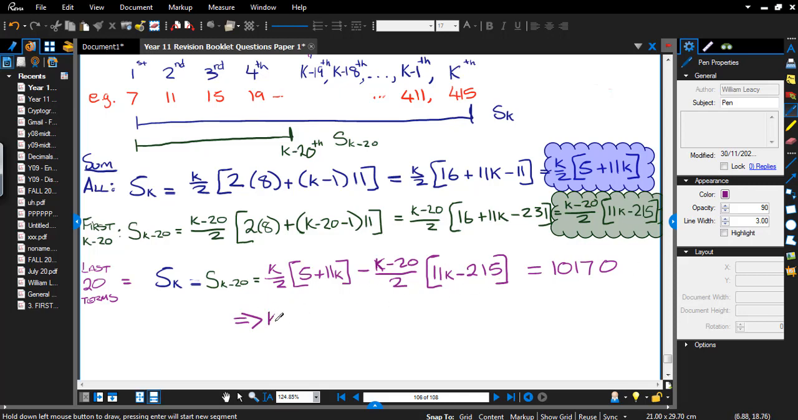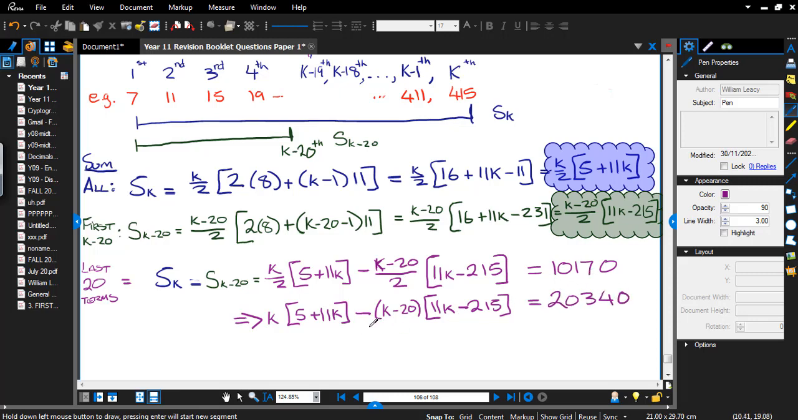So we're going to get, that implies k plus 5, 11k minus k minus 20 over 2. Sugar. It's not over 2, that's why I want to get rid of that. Apologies. So it's going to be k minus 20 times 11k minus 215 equals, well, we multiply everything here by 2, so we've got to do the same here. So that's going to go to 2340. Alright.